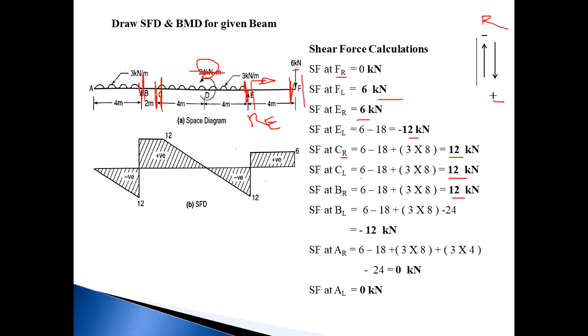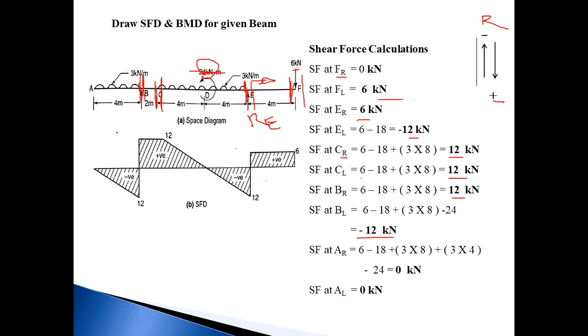Then next, mark a section on the left side of B and consider the right side of the section. So the total number of forces is now 1, 2, 3, and now add one more, RB, that is the fourth force. So once again write, downward force positive 6, upward force minus 18, plus 3 into 8 downward UDL, minus 24 kilonewton reaction RB. So solving this equation, we got SF at BL is equal to minus 12 kilonewton.